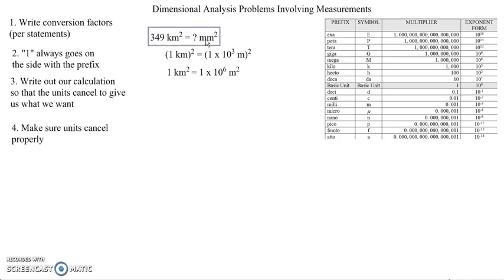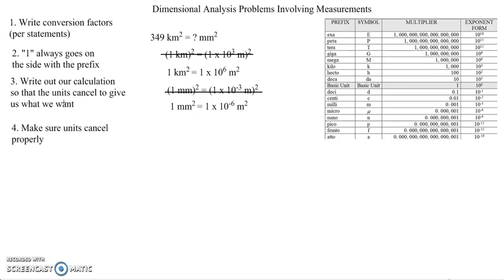Now we do the same thing for millimeters. Milli is 10 to the negative 3rd. Again, we don't want just millimeters, we want millimeters squared, so we square both sides, and that becomes 1 millimeter squared equals 1 times 10 to the negative 6 meters squared. So the 2 statements we're going to use, we're not going to use this one or this one. We're going to use the 2, this one and this one.